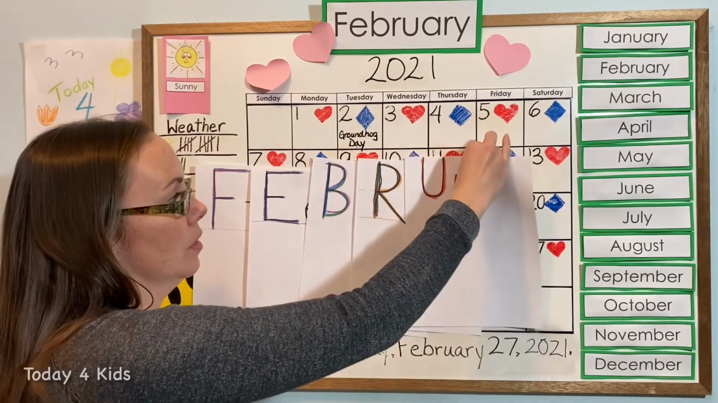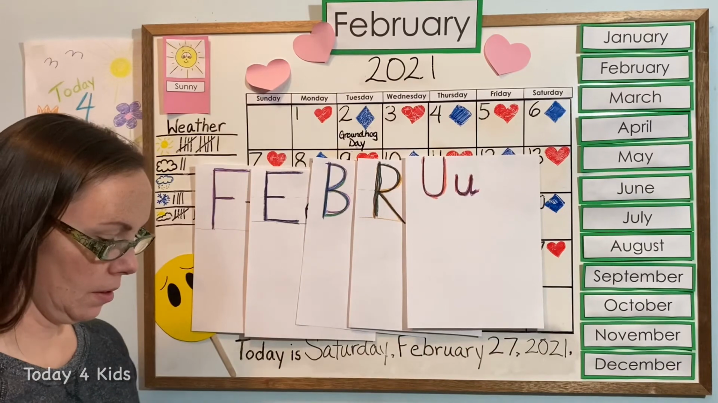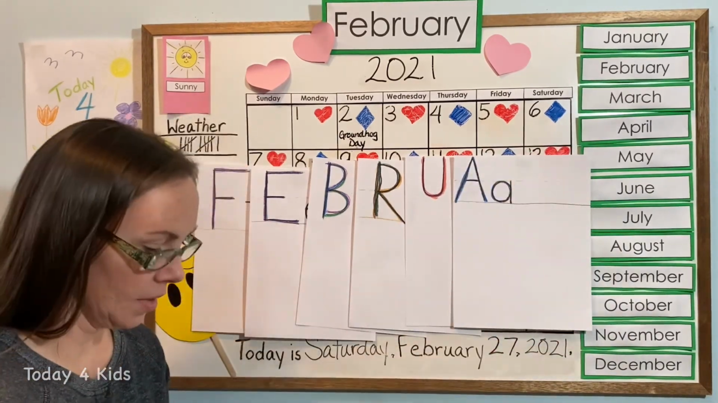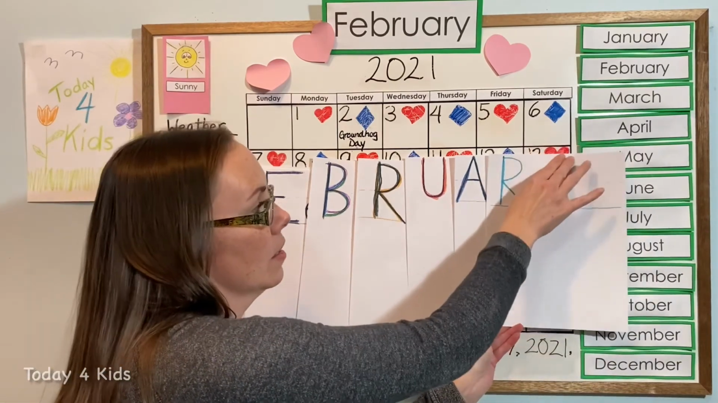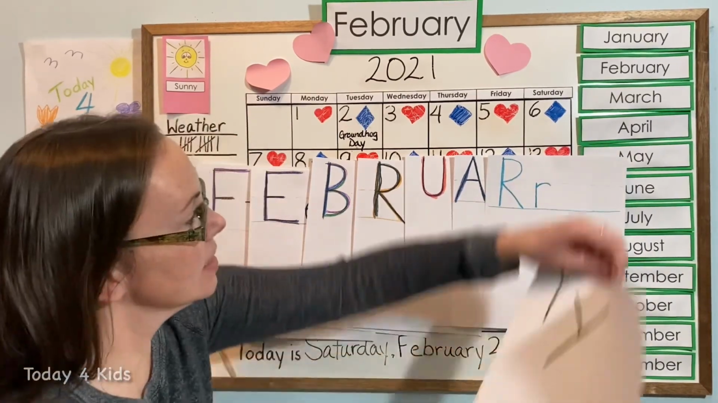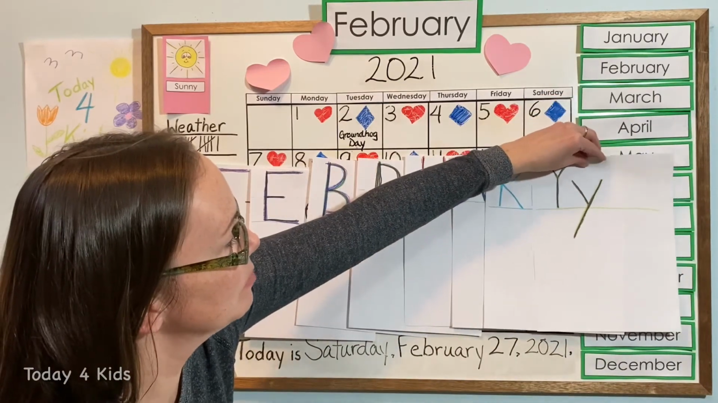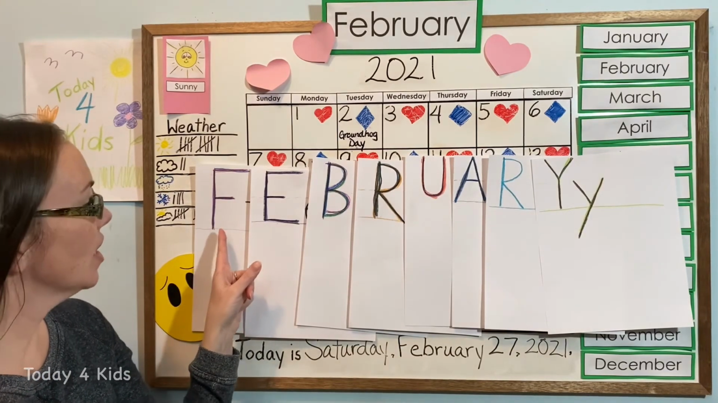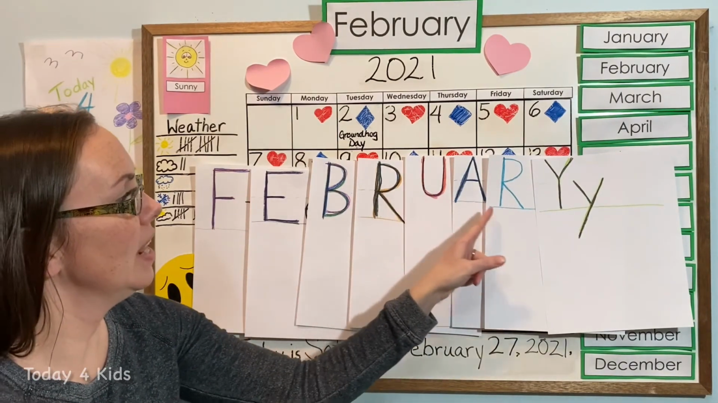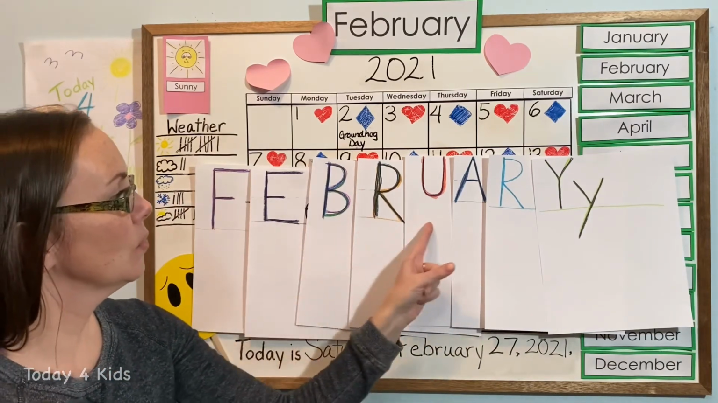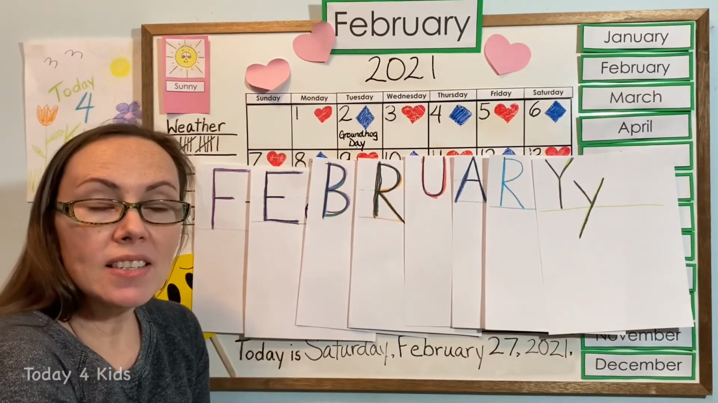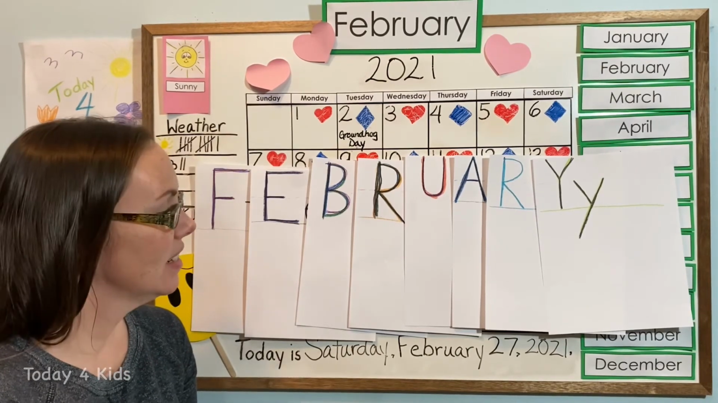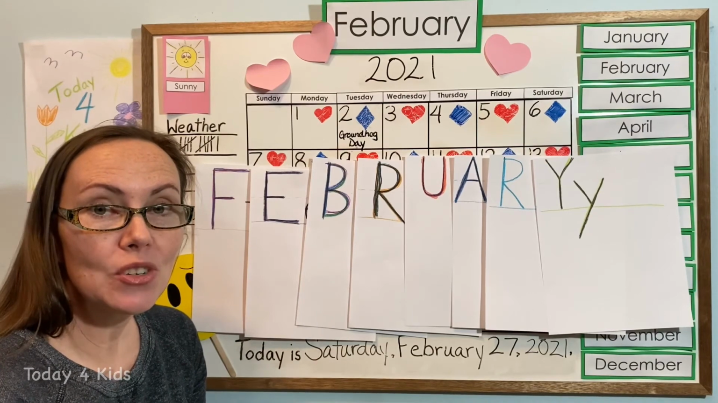U, A, and another R, and a Y. What did we spell? Does it look familiar? Let's spell it together. F-E-B-R-U-A-R-Y. February. So if you practiced your letters with me every day this month, you learned how to spell February. Isn't that great? That makes me so happy. I'm glad that we learned a word together.